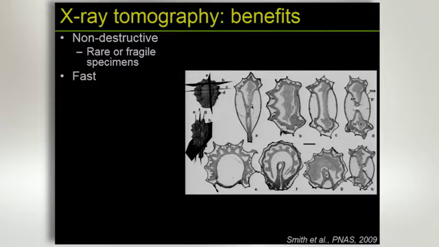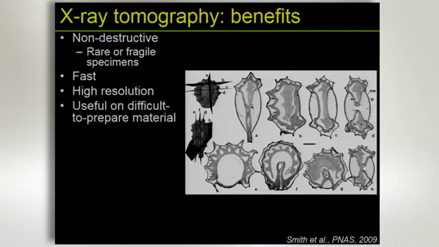It's fast, so these take somewhere between maybe 10 minutes to an hour, depending on the size of your specimen and your resolution. They're high resolution, so we can get, again, it depends a bit on the system, but quite commonly something like 0.2 microns. So we can see all of the cell details, or cellular level details. So it's quite useful on difficult to prepare materials, so things that have a combination of hard and soft tissues or a lot of silica in them, that kind of stuff. And we get both internal and external data.